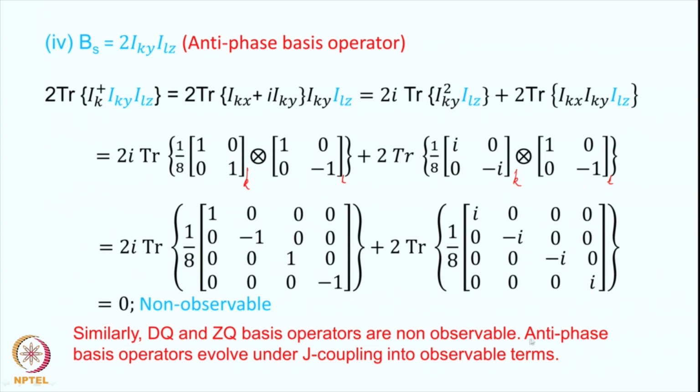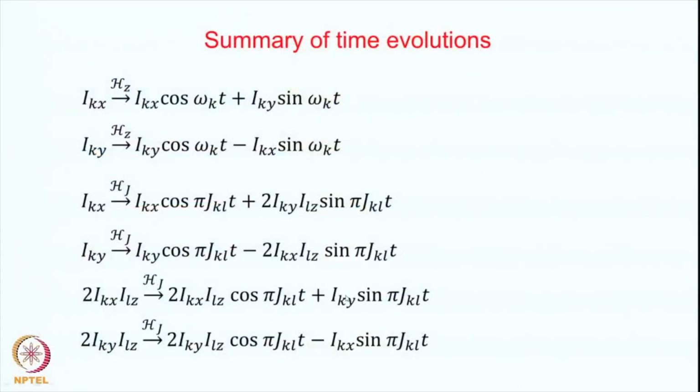However, antiphase basis operators evolve under J coupling into observable terms. Now if you are doing an experiment where at the beginning of detection you have the antiphase magnetization, the antiphase magnetization evolves under coupling, as you have seen, into an in-phase magnetization. For example, if you took 2 IKX ILZ, it evolves into an IKY term here, and similarly 2 IKY ILZ evolves into an IKX term here.